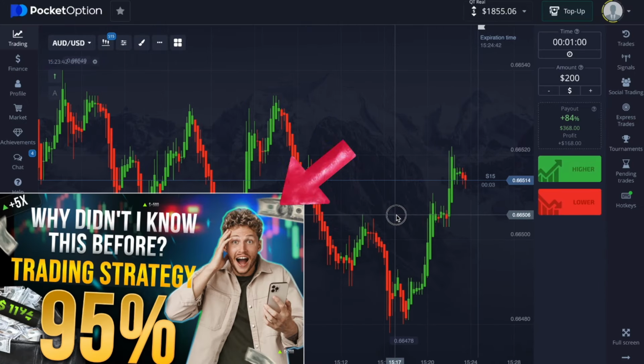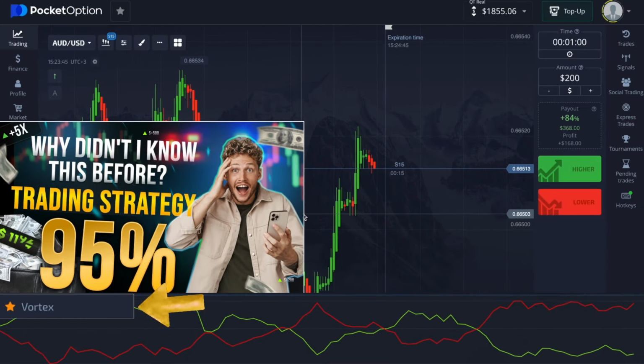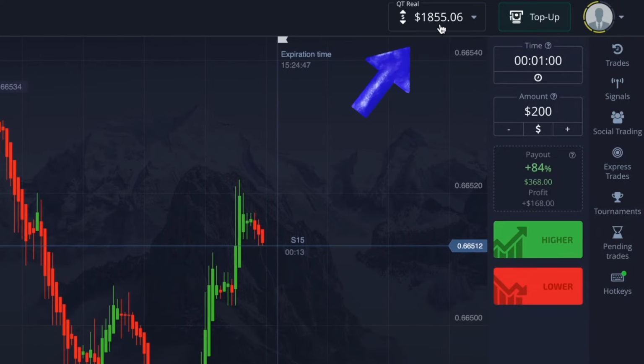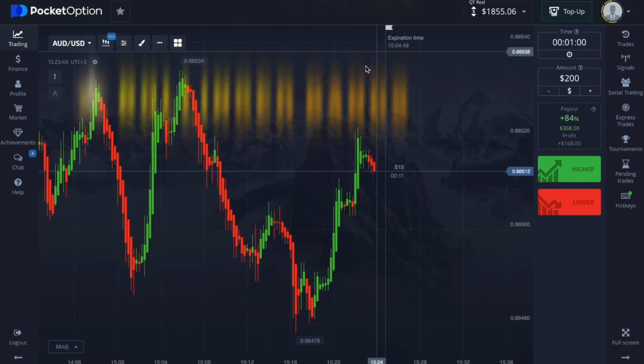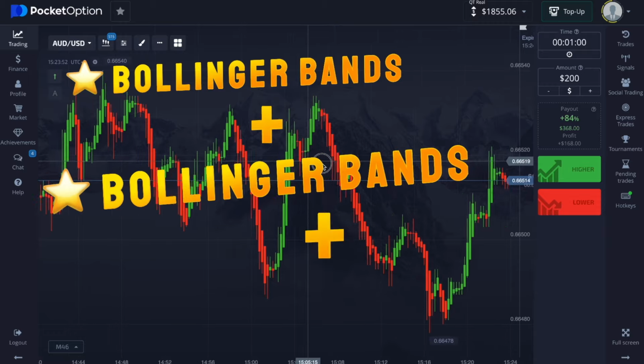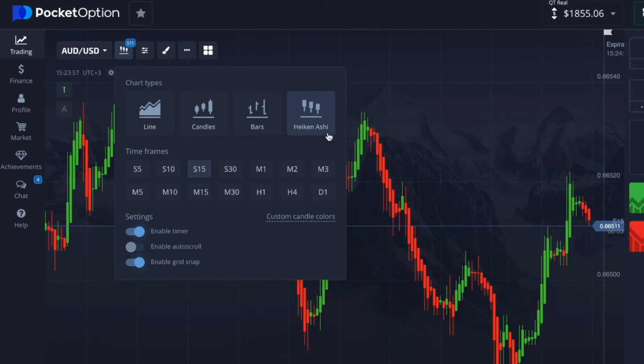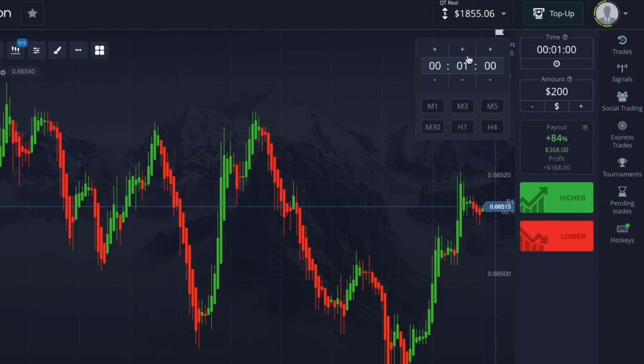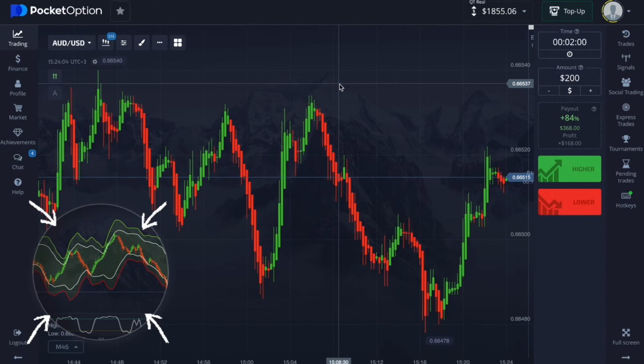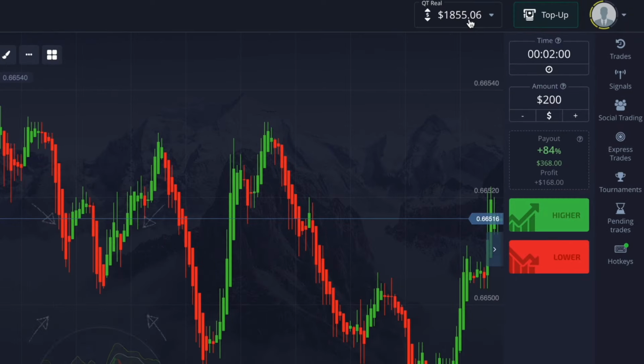In the previous video, I applied a strategy based on trend levels, used a single indicator, and slightly increased my deposit. Today we'll see how successful I can be at boosting my deposit using 3 indicators. Once again, Heiken Ashi candles will be needed, along with 2 minutes for executing trades, and of course a strategy based on 3 indicators. Currently, my balance is $1855.